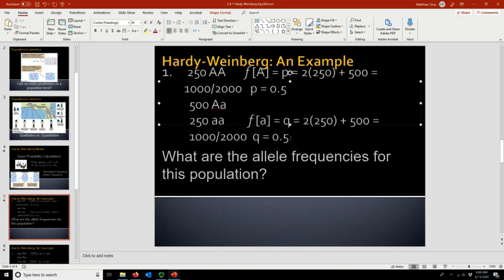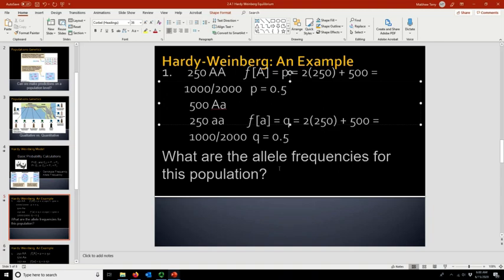So when you're dealing with 2 alleles, these 2 numbers are always going to sum to 1, right? What are the chances when I sample an allele from the population I get a p or a q? Well, since p and q are your only options, it has to sum to 1 or 100%.